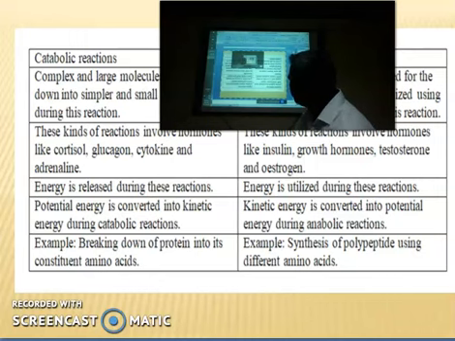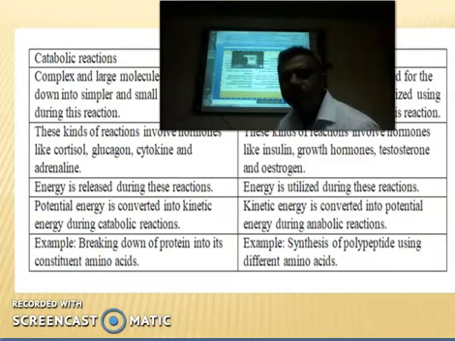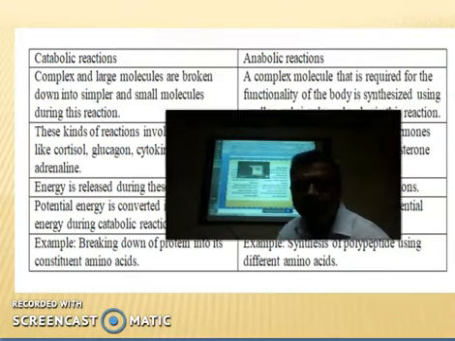Now for example, one is breakdown, another is synthesis. Catabolic means breakdown and anabolic means synthesis. So protein into amino acids is called a catabolic reaction, and synthesis of a polypeptide or protein by using different amino acids is called an anabolic reaction.